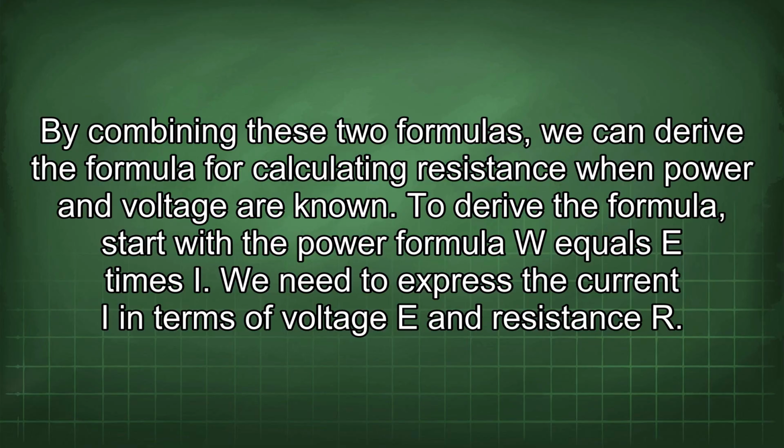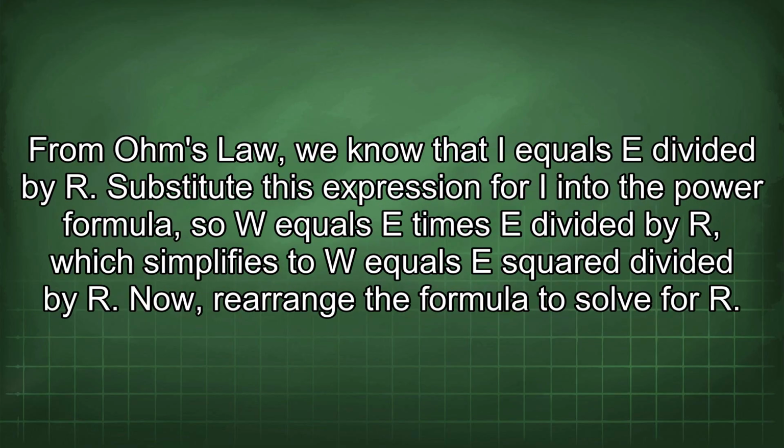To derive the formula, start with the power formula W equals E times I. We need to express the current I in terms of voltage E and resistance R. From Ohm's law, we know that I equals E divided by R. Substitute this expression for I into the power formula, so W equals E times E divided by R, which simplifies to W equals E squared divided by R.